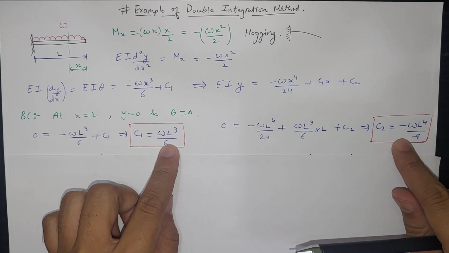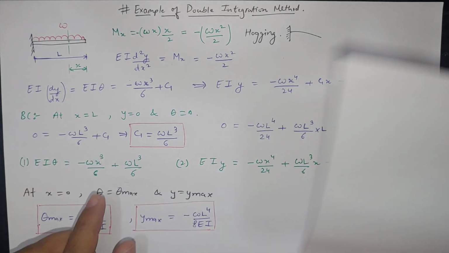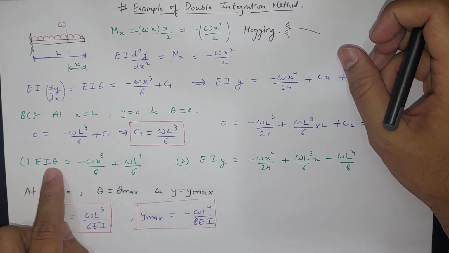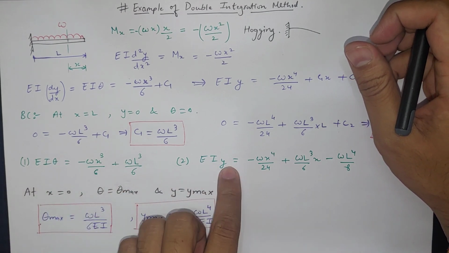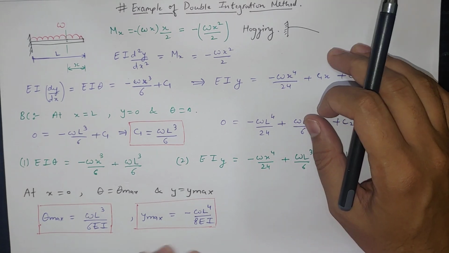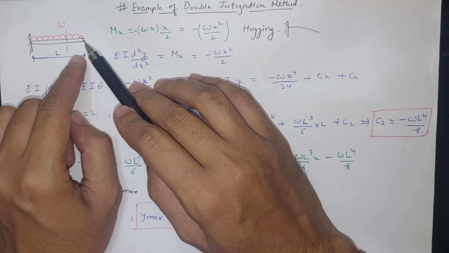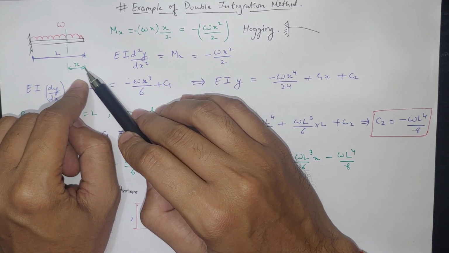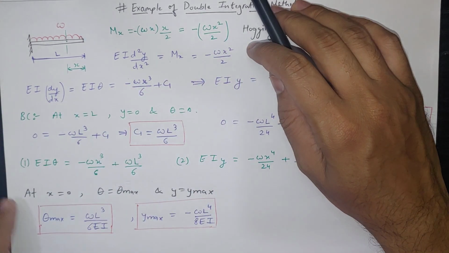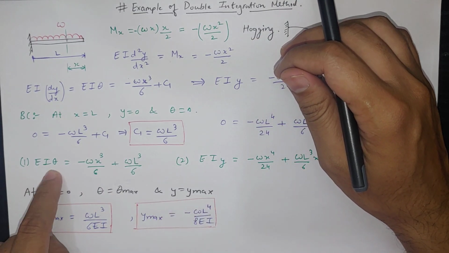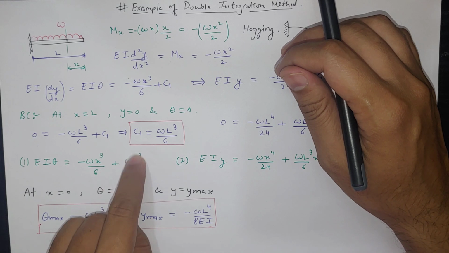Now if we place both C1 and C2 in these two equations, we are left with these two equations. So these are the final equations, this one is for slope and this one is for deflection. Now we know that to find the maximum values, the maximum deflection and slope will be at x equal to 0. So we put x equal to 0, theta will be theta maximum, y will be my y maximum. So if we put x equal to 0, we are left with this term.